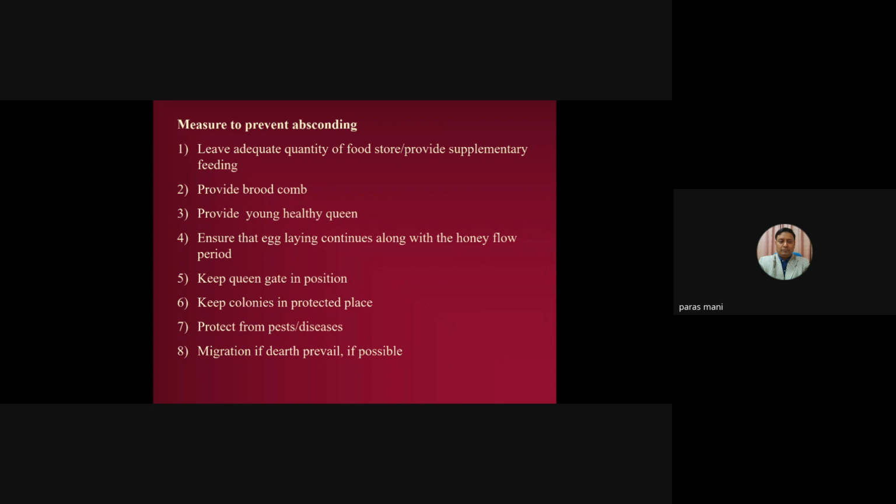How to prevent absconding, that is leaving of the colony by the bees. Leave adequate quantity of food storage, provide supplementary feeding. That is, during the end of the foraging period, like in the May month, we will harvest the honey during that time. Usually 20% of the total capacity of the honey must be left over for the survival of that colony. Those adults will be feeding on the honey during the off season, because that honey and pollen are stored in the colony for the purpose of bees to feed themselves during the off season.